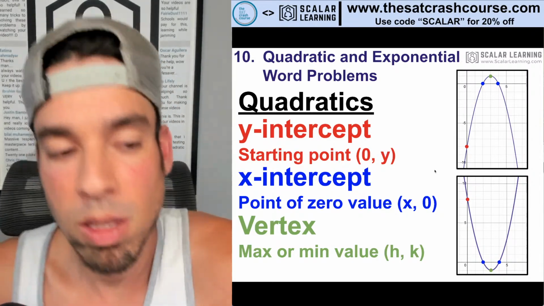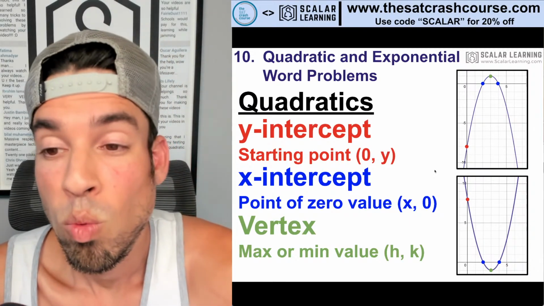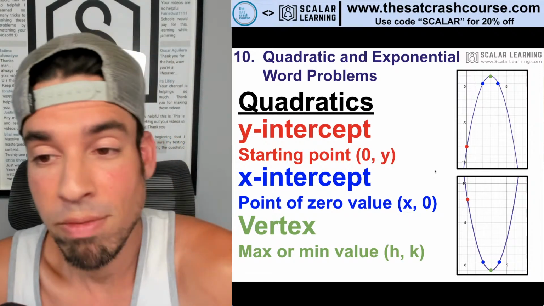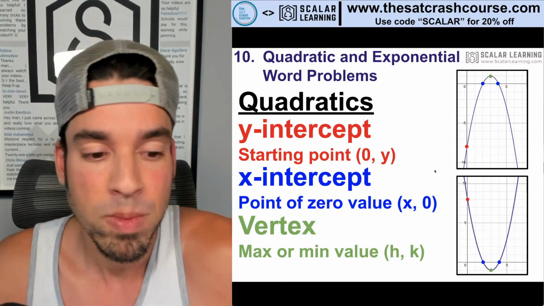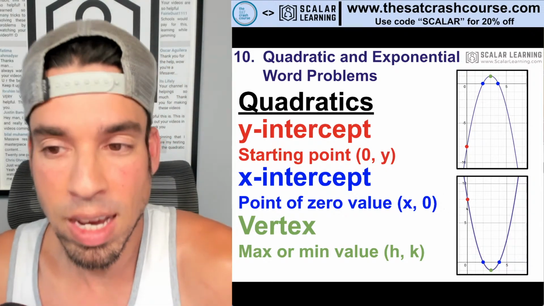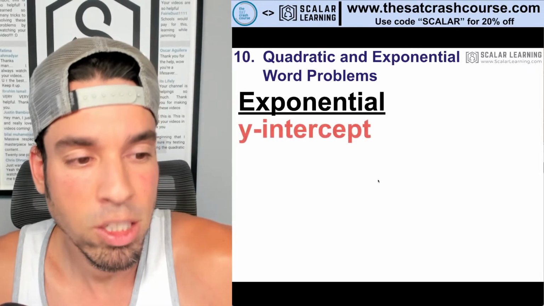And when they say vertex, they'll be referencing the vertex when they're like, hey, what is the maximum revenue? At what time do we reach the minimum profit, whatever it might be? And so just note, are they asking for the x value or the y value of that vertex in the word problem? Okay, we're talking about exponential.